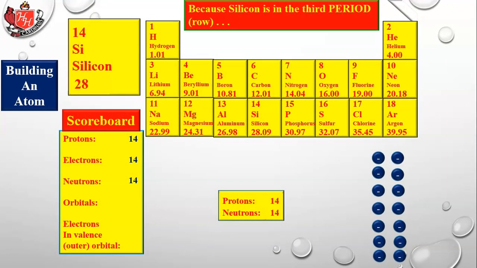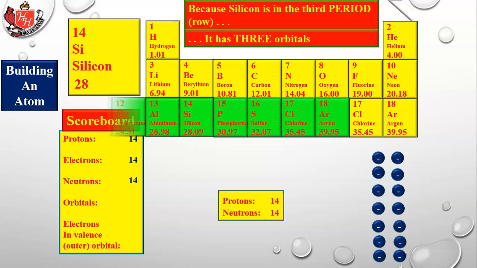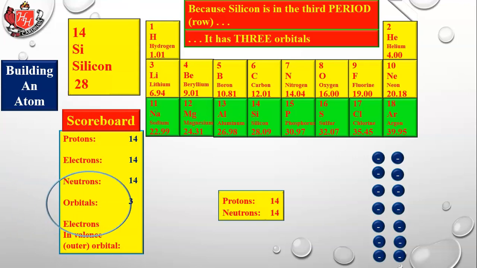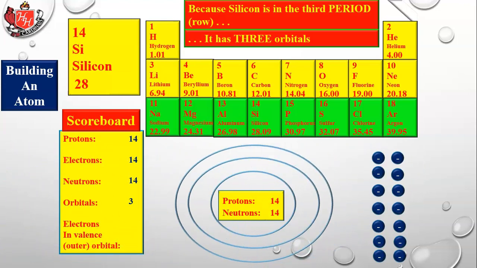Now, because silicon is in the third period row, it has 3 orbitals. So everything you see covered over in green there is in the third row. It has 3 orbitals, so silicon is among those elements. So now we're going to go ahead and fill in the scoreboard with that. There's the 3 orbitals in the scoreboard, and we're going to draw the orbitals. There's the first orbital, the second, and the third. Okay, so that's that.